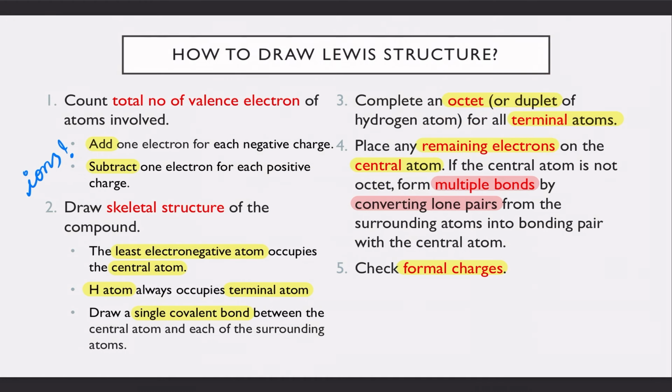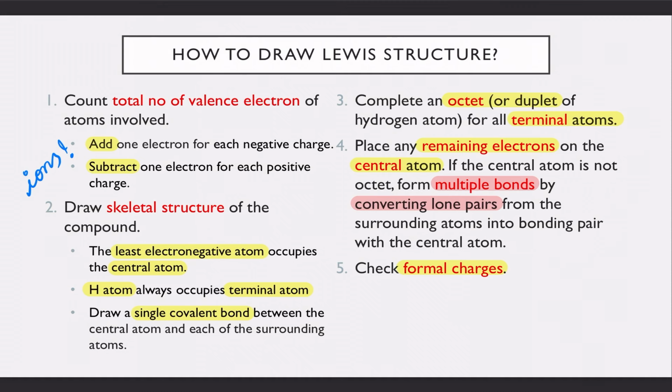And then look at whether you have any remaining electrons, then you will put them on your central atom. If your central atom is not an octet even though you already used all the remaining electrons, meaning it doesn't have enough electrons, then you will need to form multiple bonds. Multiple bonds means a double bond or a triple bond at most. So if you put multiple bonds, then you're basically using the lone pair from your terminal atom to convert it into a bonding pair with the central atom.